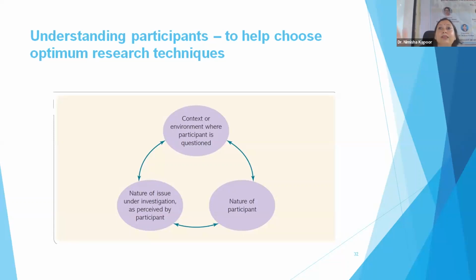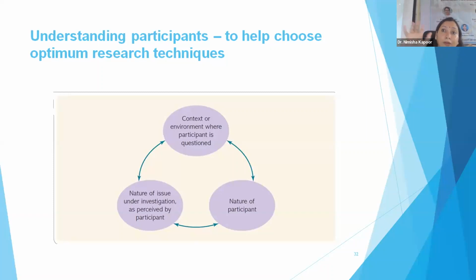If you ask him, sitting in a lecture hall, what is an environment in a restaurant that you like, you would not have accurate findings. Second is the issue under investigation as perceived by the participant. Remember the four layers that we talked about in the classification of information. That is important. And finally, you have the nature of the participants. These three will interact and let you know what would be the right research.